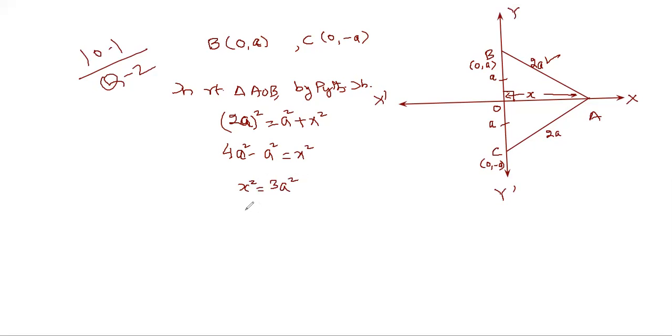3a square. So x is equal to root 3 a. So this distance we got is root 3 a. So on the x-axis, the coordinates will be (root 3 a, 0).